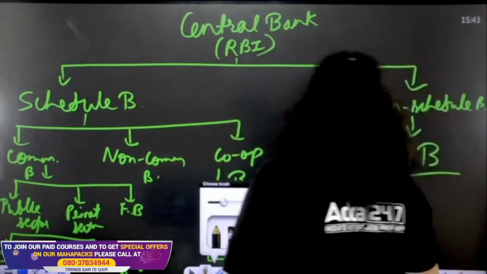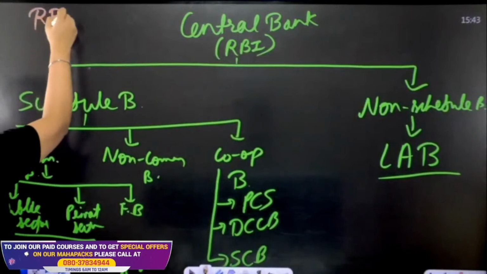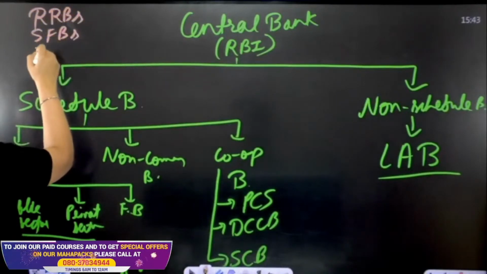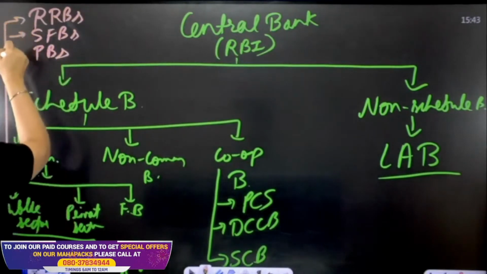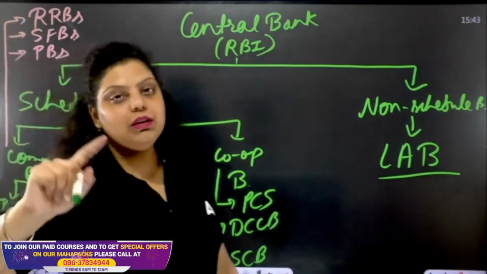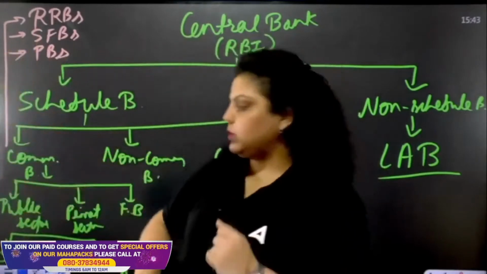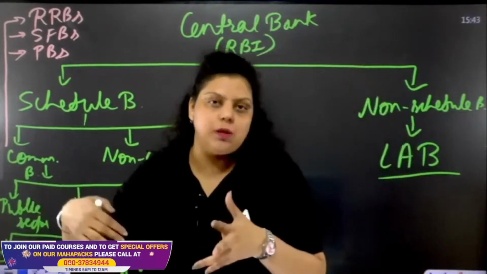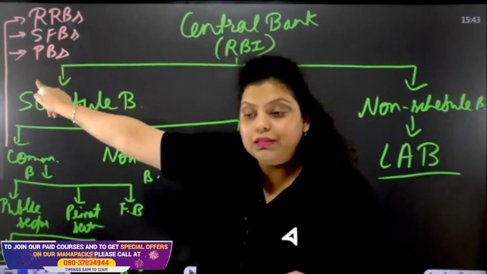Apart from these banks, we have another category of banks also, that is regional rural banks, RRBs. We have small finance banks. We have payment banks. These are also types of commercial bank, but they have been established for a specific purpose. That's why we define them individually, because public, private, and foreign banks are on the basis of ownership. These are types of commercial bank, and these are on the basis of the purpose for which they were established.